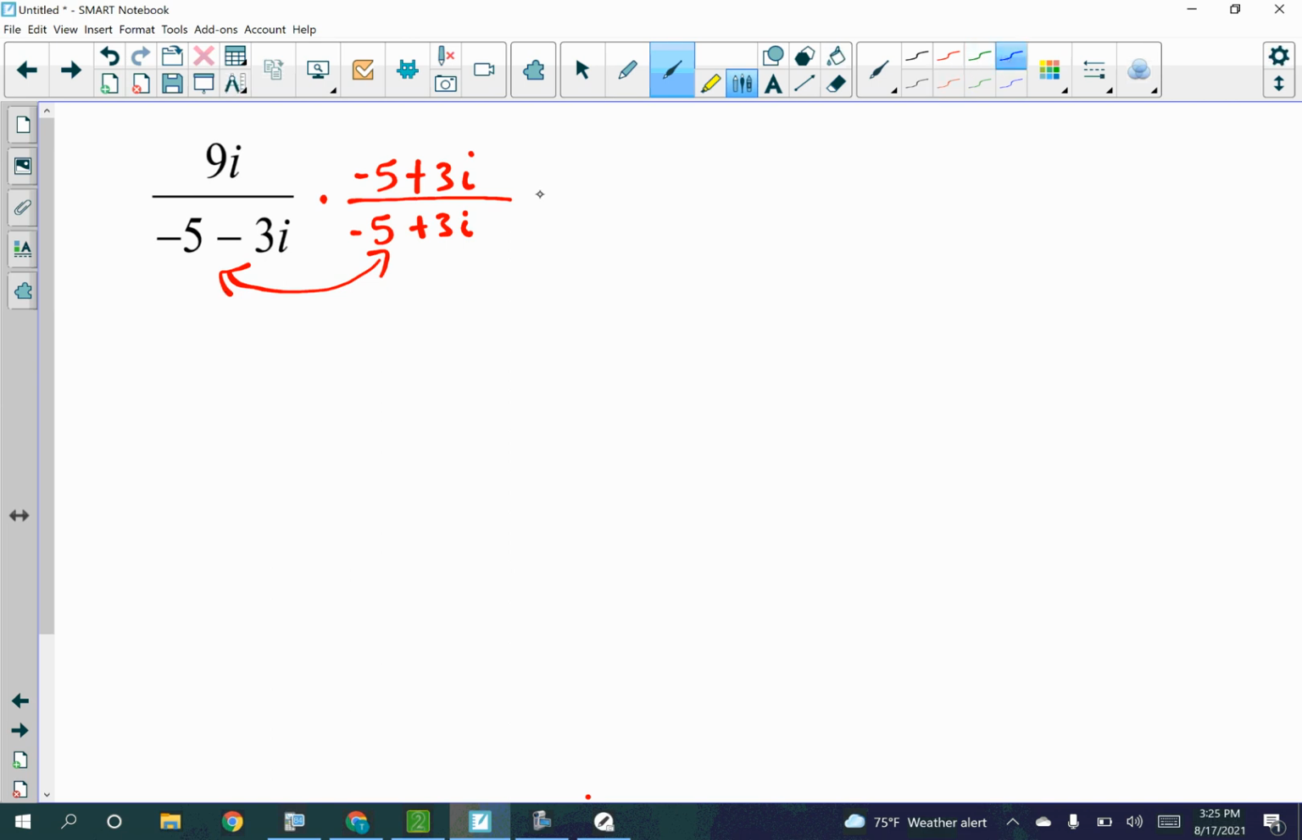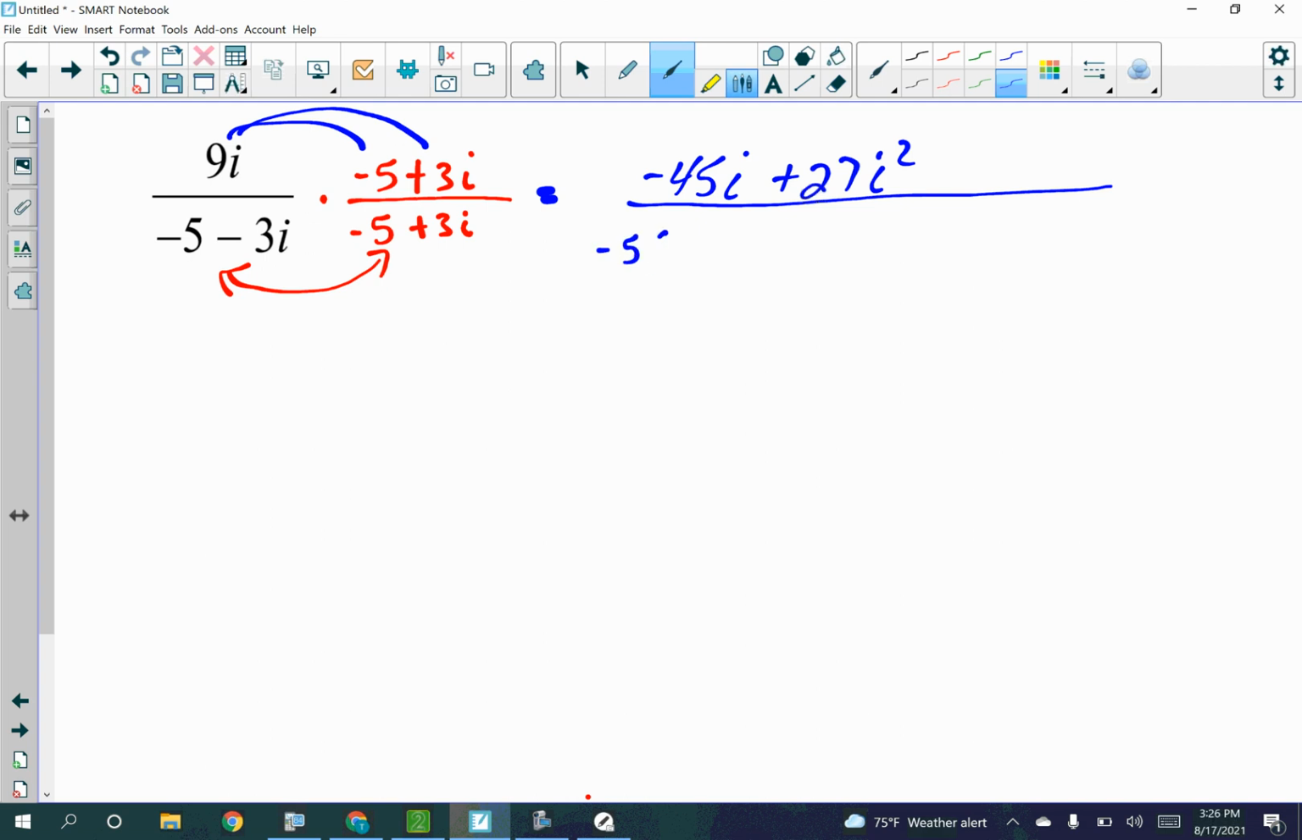So let's proceed to multiply. And if we do this, then we got distributive, right? 9i times negative 5 is negative 45i. 9i times 3i is plus 27i squared. Now, on the bottom, it is negative 5 times negative 5 plus 3i, negative 3i times negative 5 plus 3i. What I'm doing is splitting the binomial, right? First term times everything in the second, then the second term with its sign times everything in the second parentheses, right? Now, we're going to multiply.